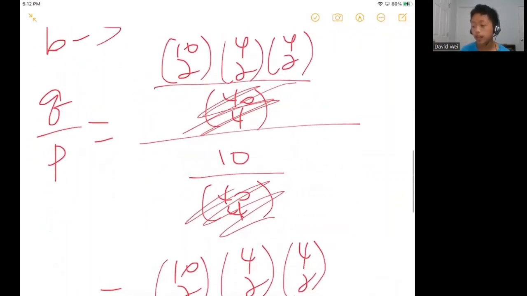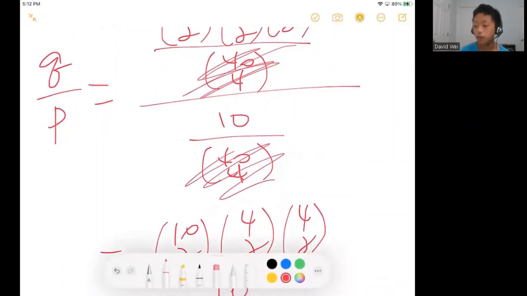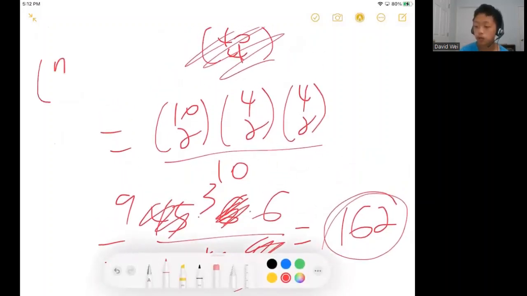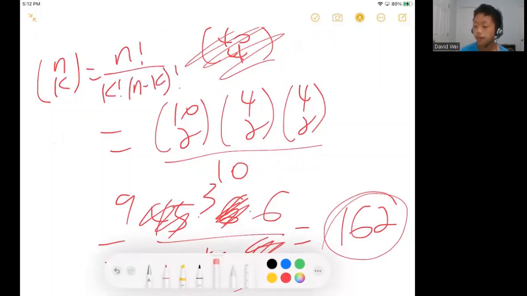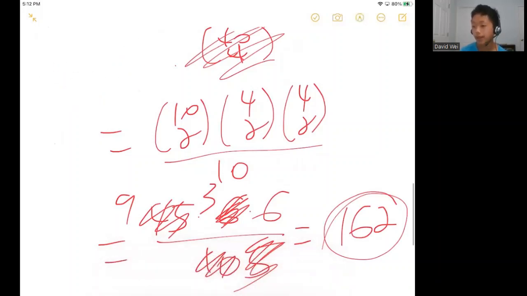And we simplified. Remember, if you weren't sure how to evaluate combinations, remember the general formula: n choose k is n factorial over k factorial times n minus k factorial. Or you can do it directly like this: 10 choose 2 is 10 times 9 divided by 2, and 4 choose 2 is 4 times 3 divided by 2. Then we did the math, simplified, and got 162.